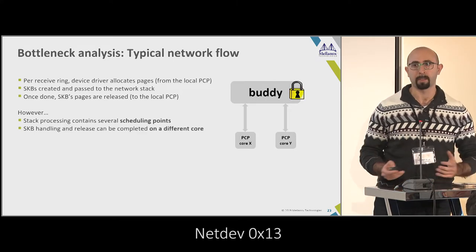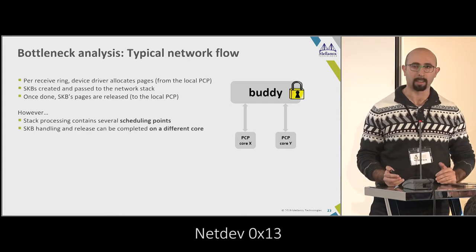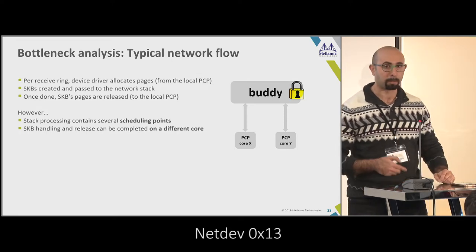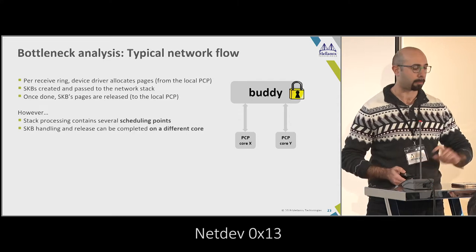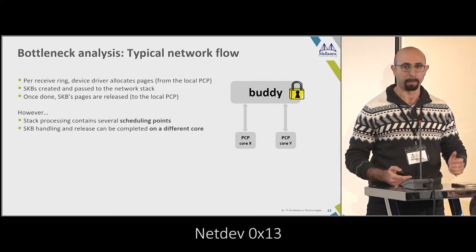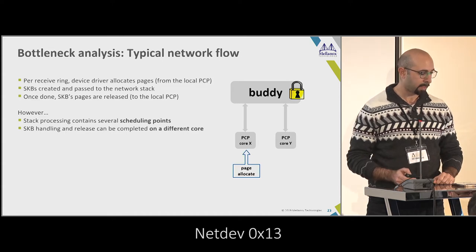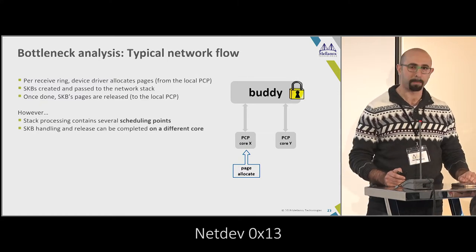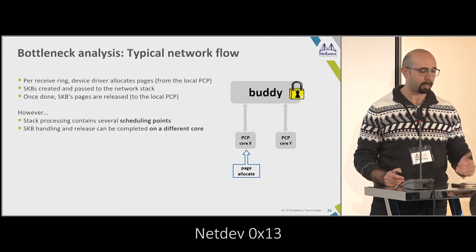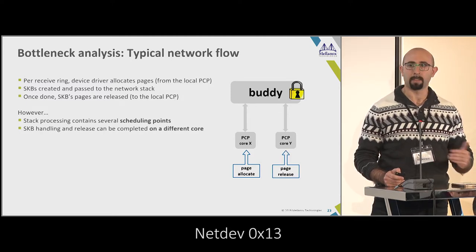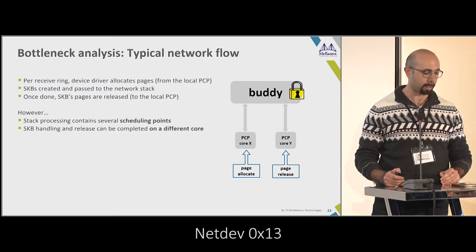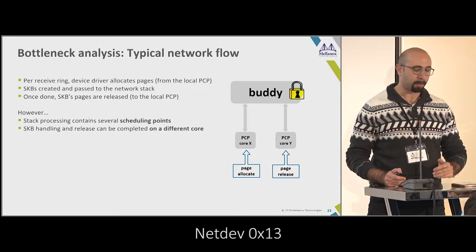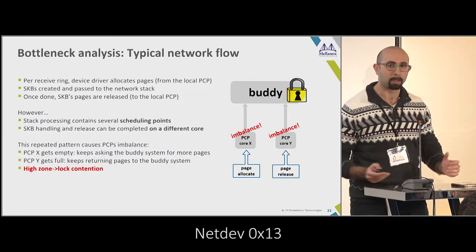However, the stack processing has several scheduling points. This means that handling and release of the SKB can be completed on a different core than the one that allocated the pages. So for example, if NAPI runs on PCP X, it keeps allocating pages, and the SKB is continuously moved to core Y, then it will continuously release pages to another PCP. And this will cause imbalanced PCPs.